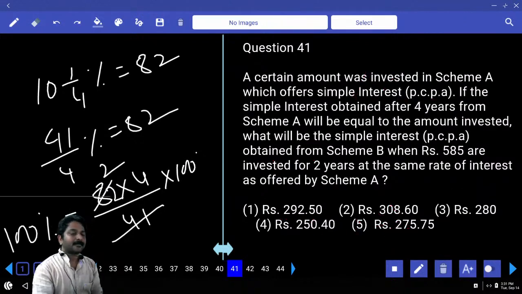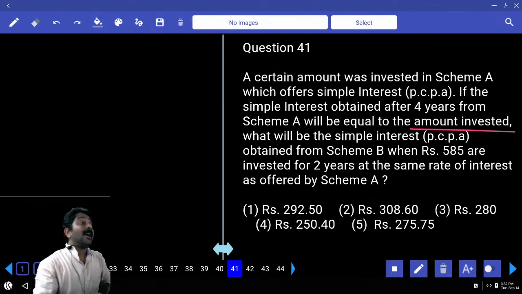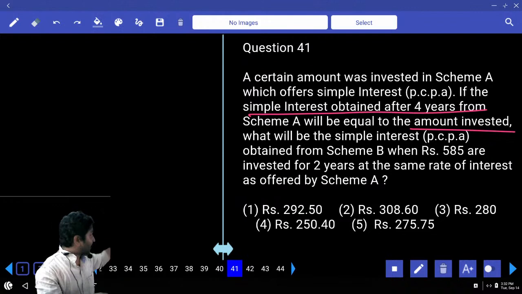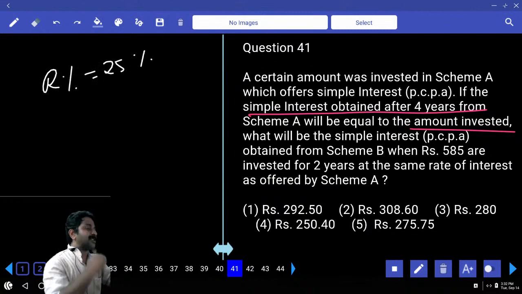Come on. A certain amount was invested in scheme A which offers simple interest. The simple interest obtained after 4 years from scheme A will be equal to the amount invested. What do you mean by amount invested? In terms of percentage, amount invested, principal, capital, investment is 100%, equal to the simple interest obtained in 4 years. In 4 years, if you get 100%, then the rate of interest per annum is 25% only.